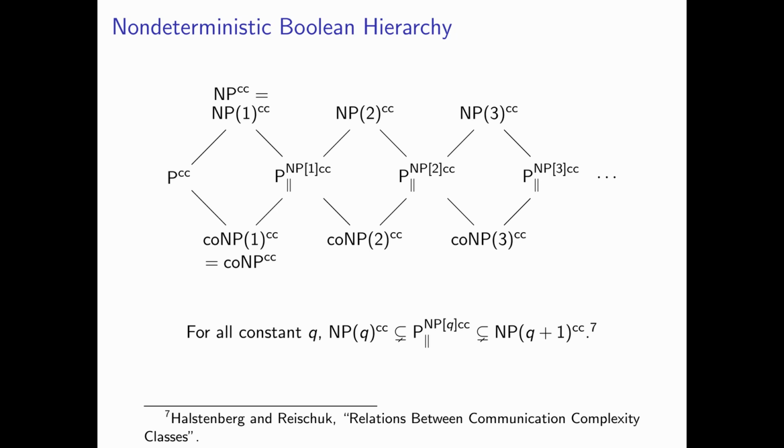In fact, previous work almost entirely characterized the relationships between classes in the communication nondeterministic Boolean hierarchy. Only one question was left open. Is P to the NPQ parallel strictly contained in NPQ plus 1 intersect co-NPQ plus 1? It was known that the containment is true, but not whether the classes are different.